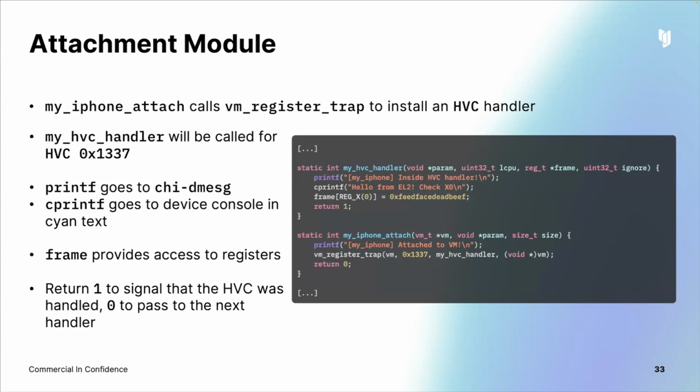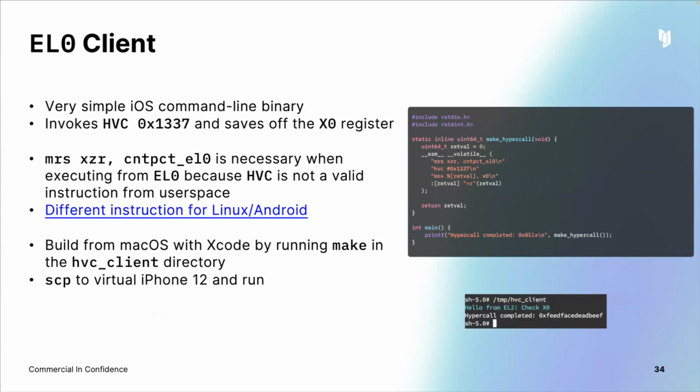The handler receives a pointer to the VM structure passed in as void star param that will require casting, but that provides access to the VM's memory. The callback also receives a pointer to the frame, which includes all of the registers. In this example, the X0 register is being set to a hard-coded value. And finally, multiple callbacks can be registered for the same trap. So returning 1 indicates that the hypercall was handled, and returning 0 will pass execution to the next handler. Our iPhone 12 VM contains a pre-built command line binary, which simply invokes the hypercall and then prints the contents of the X0 register. We'll use this in the example to validate that the hypercall is functioning.